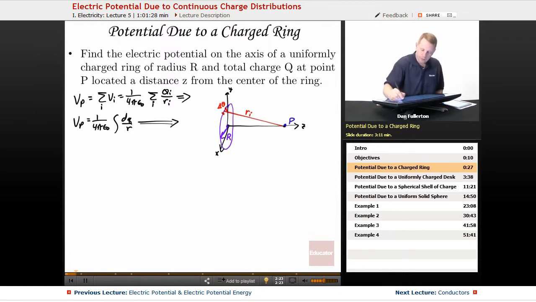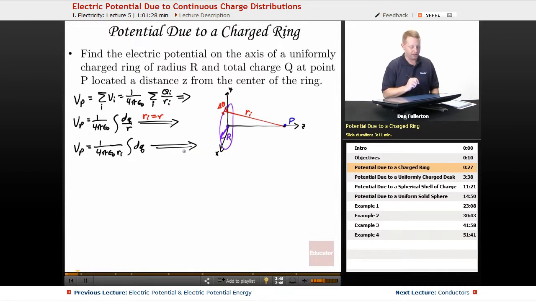So, since we know that Ri equals r, we can say that the potential at point P is equal to 1 over 4 pi epsilon naught. This is a constant. It can come out, and we can even replace it with Ri, integral of dq. Well, our integration just got pretty easy. If we go all the way around the circle, adding up all the little bits of dq, the integral of dq is just our total charge, capital Q.